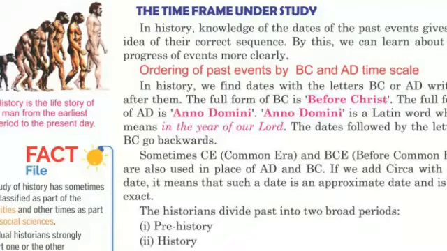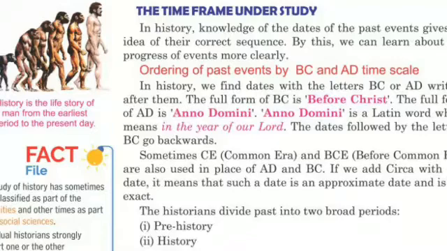Students, in history, we find dates with the letters BC or AD written after them. The full form of BC is before Christ. The full form of AD is Anno Domini. Anno Domini is a Latin word which means in the year of our Lord. Sometimes CE, Common Era, and BCE, before Common Era, are also used in place of AD and BC.